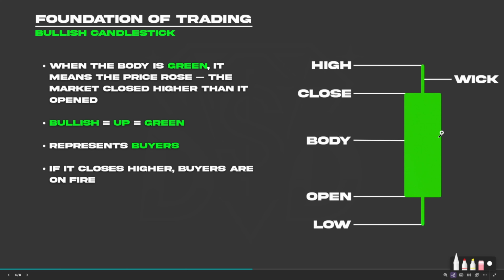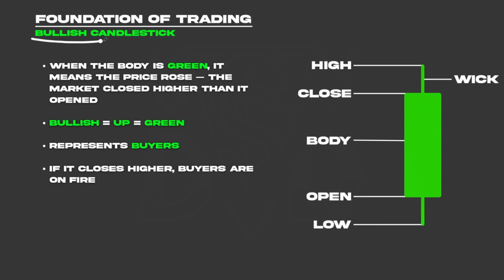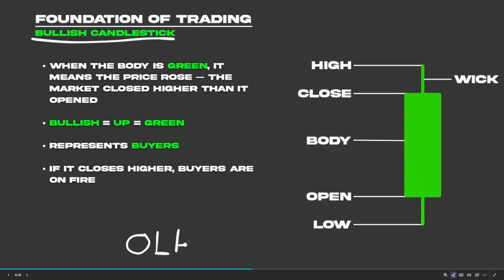So a bullish candlestick, essentially what a bullish candlestick means is when the body is green. So when you see a green candlestick like this, it means the prices rose and the market closed higher than it opened. So essentially it's open, low, high, close. That's how you would understand a bullish candlestick. This would be the progression of a bullish candlestick.